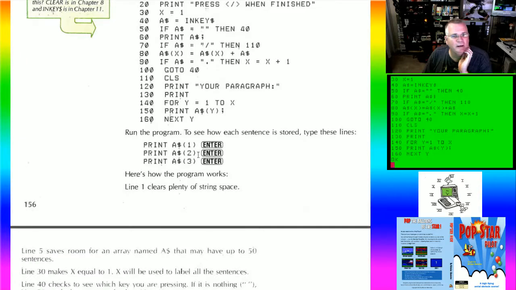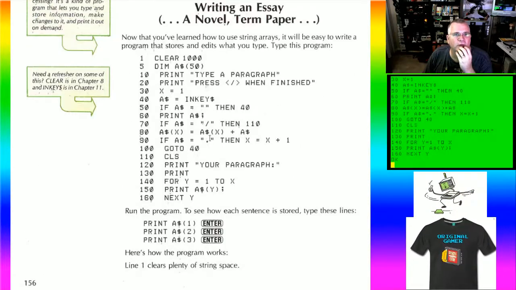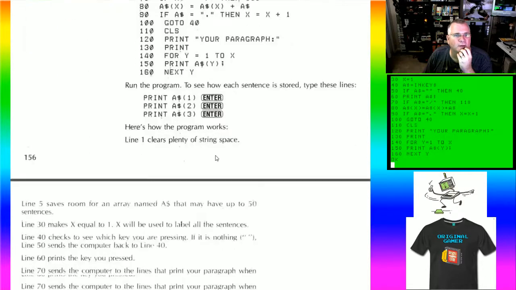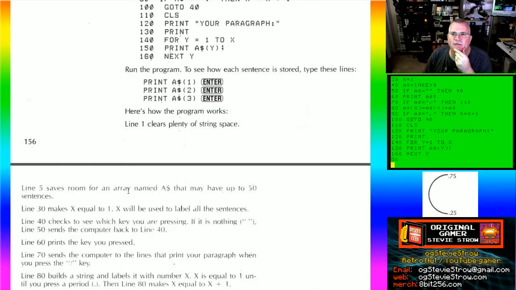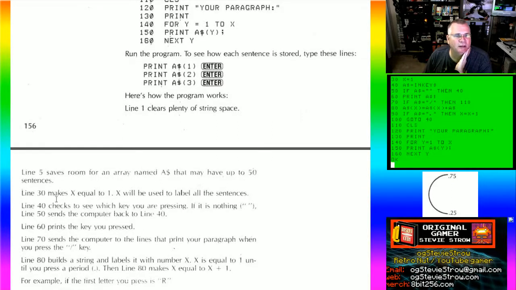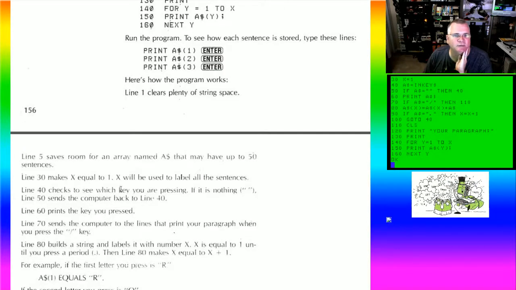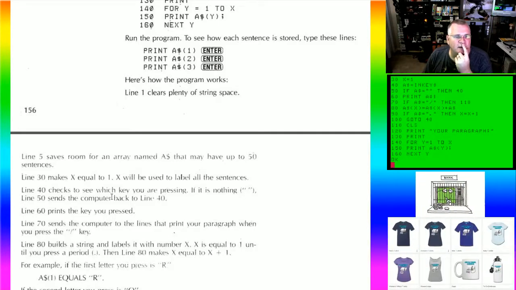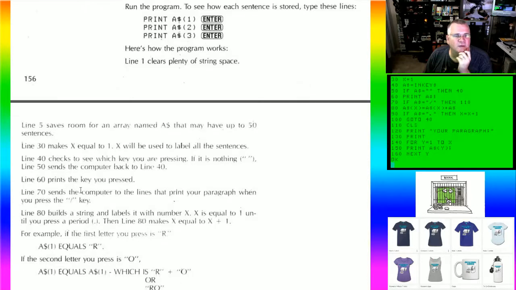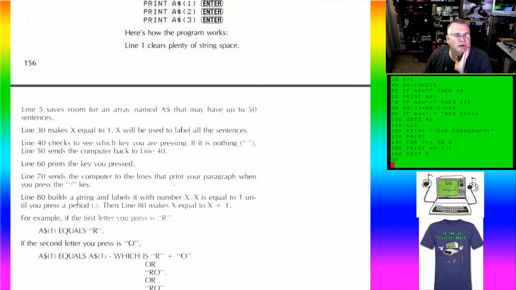So it says to run the program, do this and see how it works. And it says, well, let's see how this program works. Line 1 clears plenty of string space, right? Clearing 1000. Line 5 saves room for an array name A string, and you may have up to 50 sentences. Line 30 makes x equal to 1. X will be used to label all your sentences. Line 40 checks to see which key you're pressing. If nothing, then it goes back to line 40. Line 60 prints what you press. Line 70 sends the computer to the lines that print your paragraph when you press the slash key.